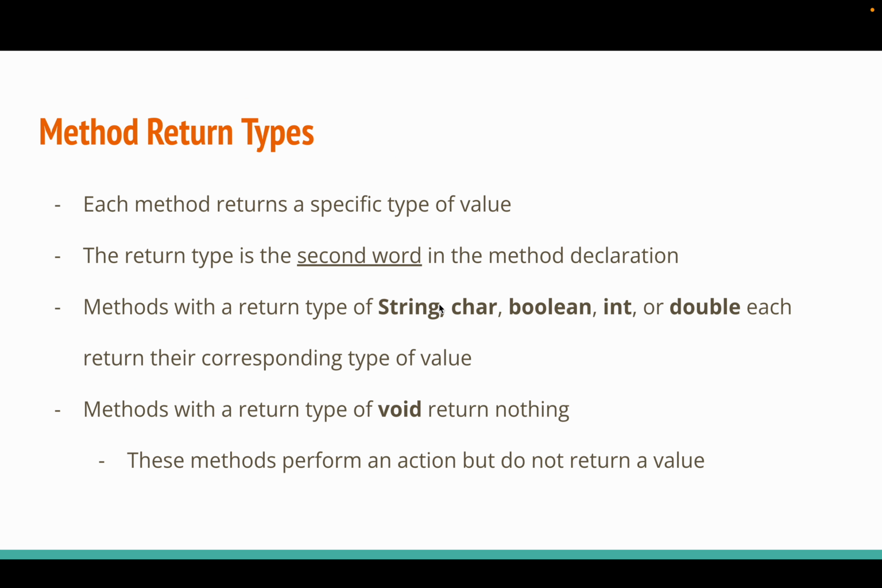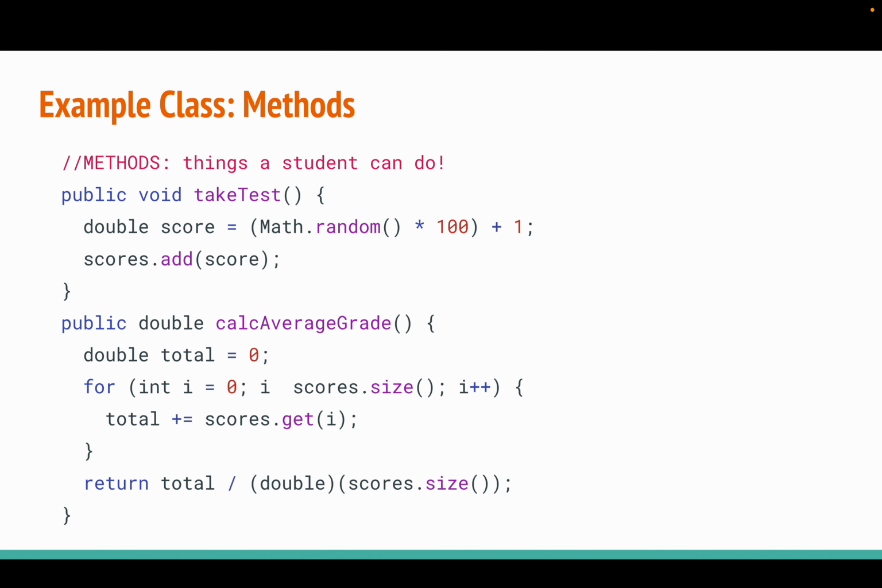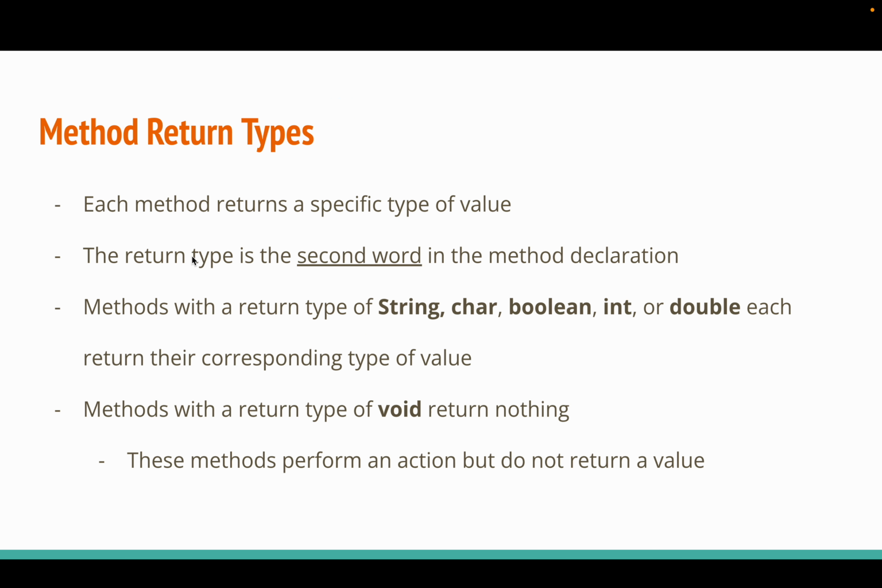Now, methods have return types, so each method returns a specific type of value. The return type is the second word in the method declaration. Methods with a return type of string, char, boolean, int, or double each return that corresponding type of value. But methods with a return type of void return nothing. These methods perform an action but do not return a value. So for example, public void take test is not actually going to return any type of value. It's just going to calculate a random score, and then add that random score to a scores list.